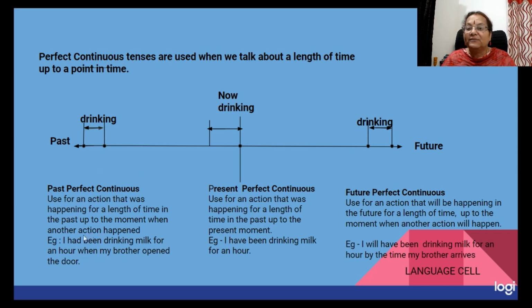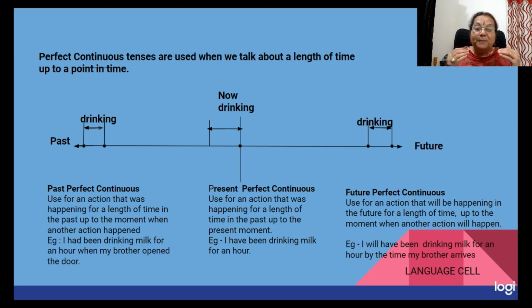Let's first take the past perfect continuous. It is used for an action that was happening for a length of time in the past up to the moment when another action happened. I had been drinking milk for an hour when my brother opened the door. It is continuous. I had been drinking. That action was continuous when my brother opened the door. When this action happened, there was a continuous action there. I want you to understand how to use these tenses.